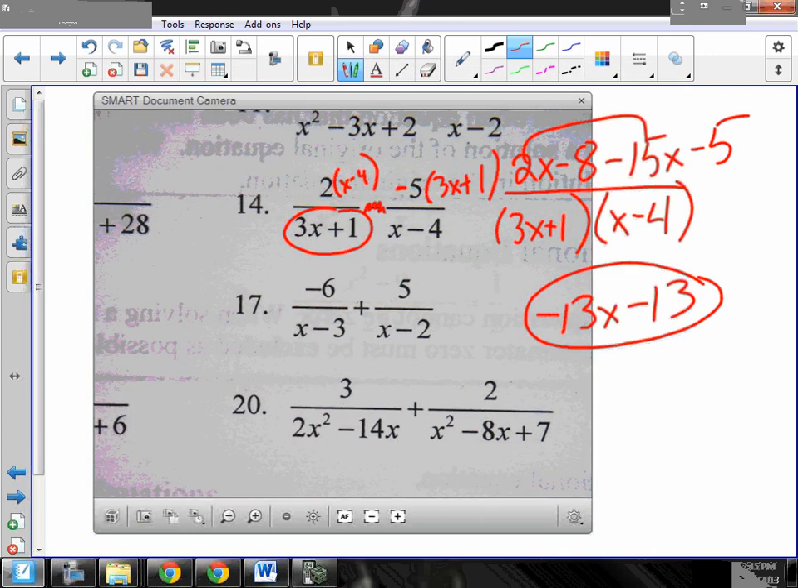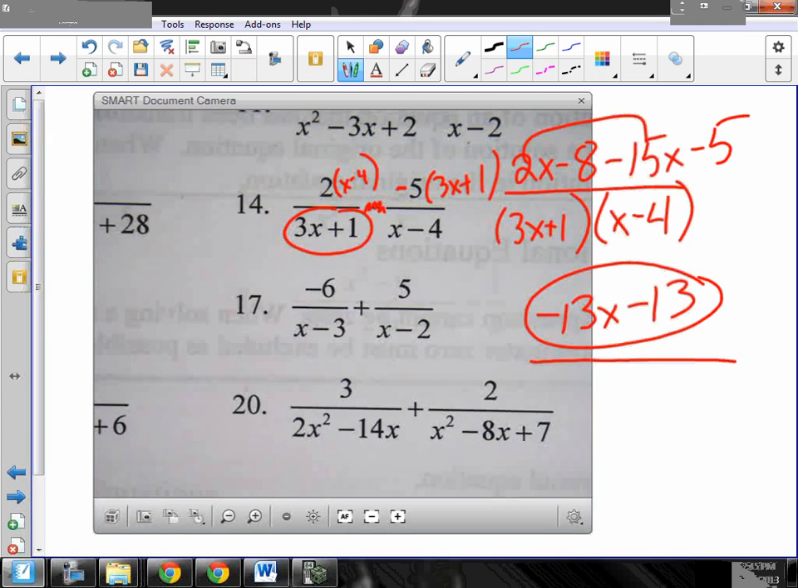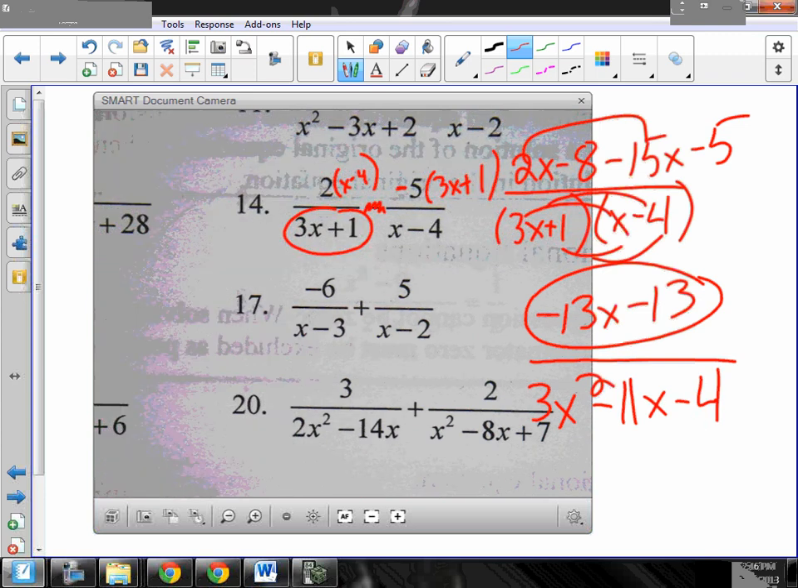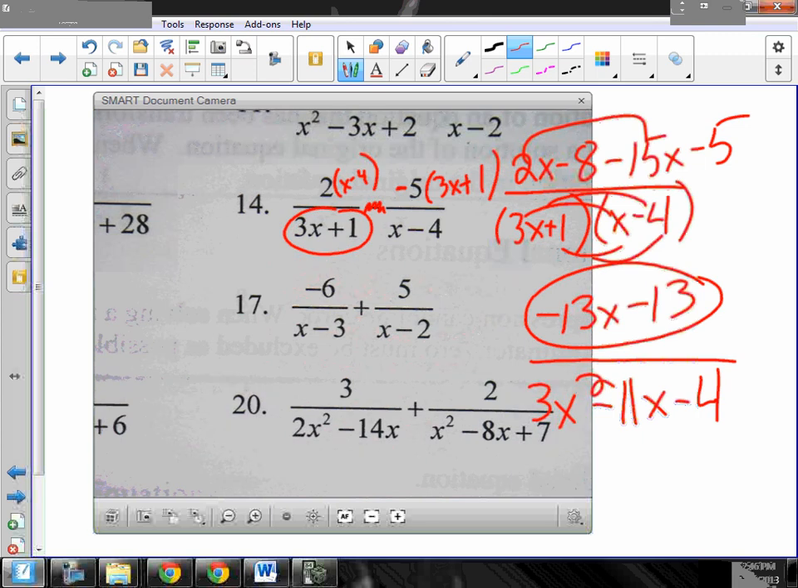So that's my numerator. How do I find the denominator? I multiply these back in. So 3x squared. 3 times negative 4 is negative 12. 1 times x is 1x. So negative 12x and 1x. Is it negative 11x minus 4? No, that one didn't simplify. So when you multiply those back in, you just have to multiply back the old way, because we didn't have it to begin with. We had to create it. All right.